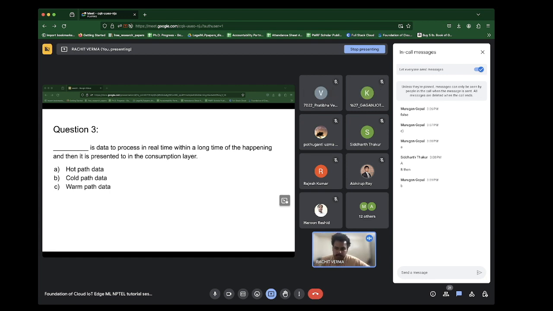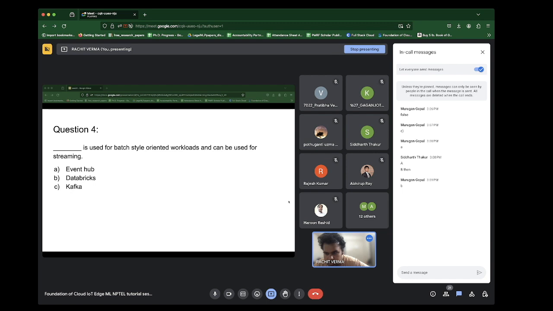So hot path data is data which is processed completely in real time. And cold path data is stored, and then there's a timer that is used to trigger the processing of the data. And warm path data is in which the duration of the processing is much lower than the cold path. So it is somewhere in between hot and cold path.